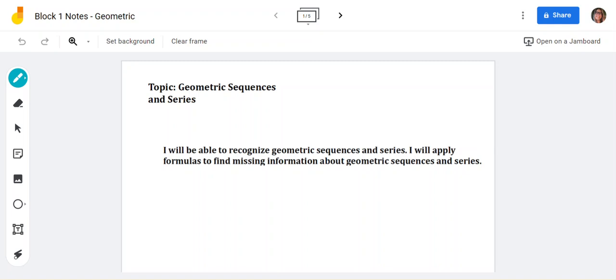Today we're going to be learning about geometric sequences and series. Our objective is that we'll be able to recognize geometric sequences and series, and we will apply formulas to find missing information about geometric sequences and series.